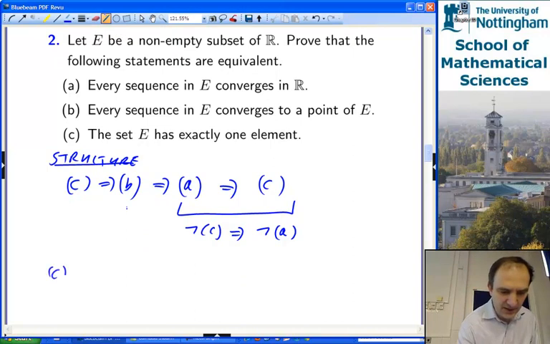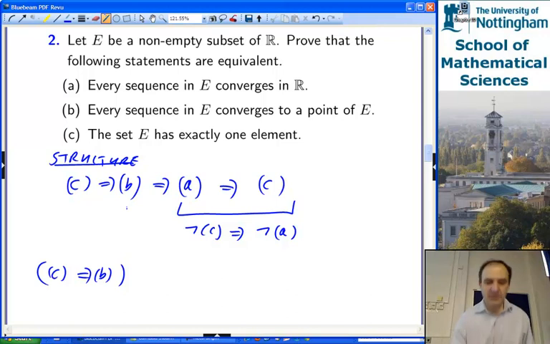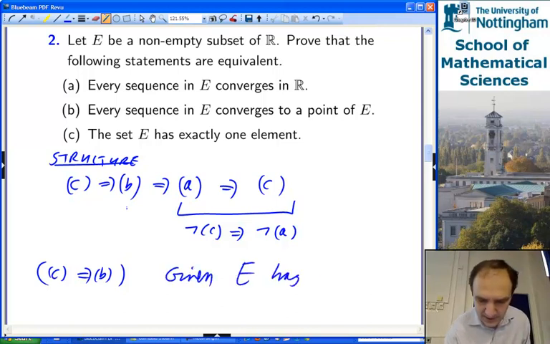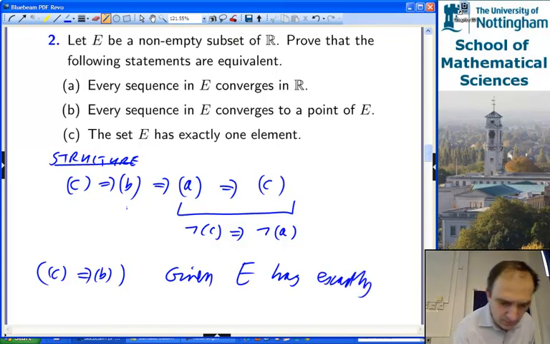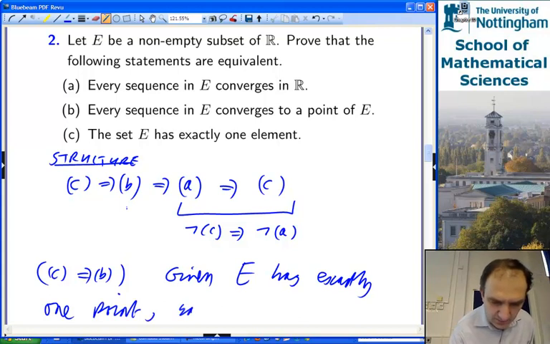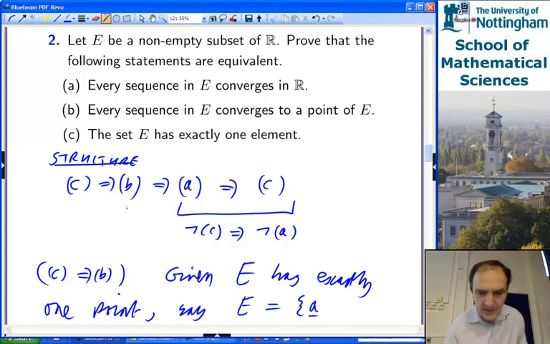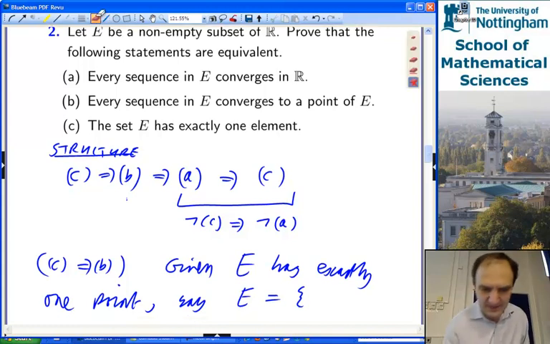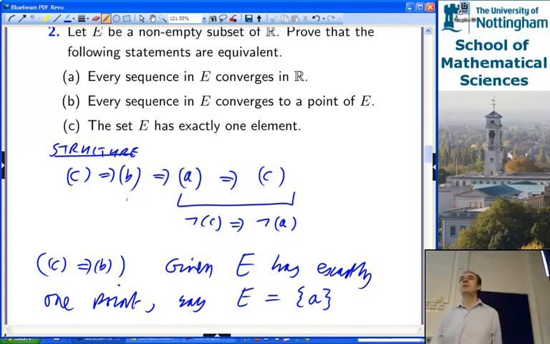And so C implies B. If E's got exactly 1 point, so given E has exactly 1 point, say E is the single point A. We're in R, so not a vector, it's just A. Same thing works in any dimension, of course. I'm just doing this in R, but you can do it in higher dimensions, it's fine.